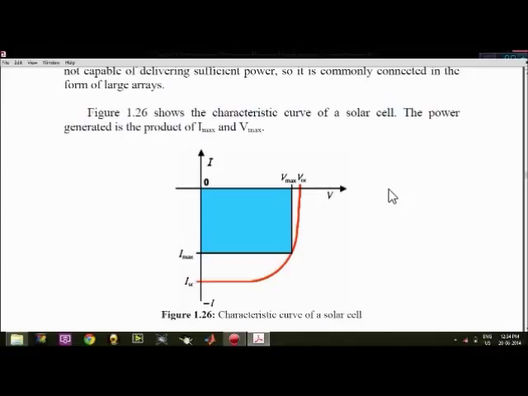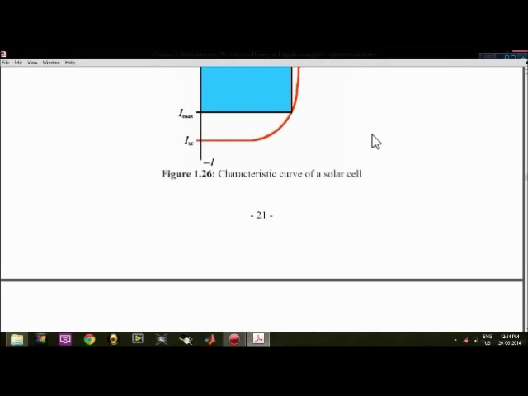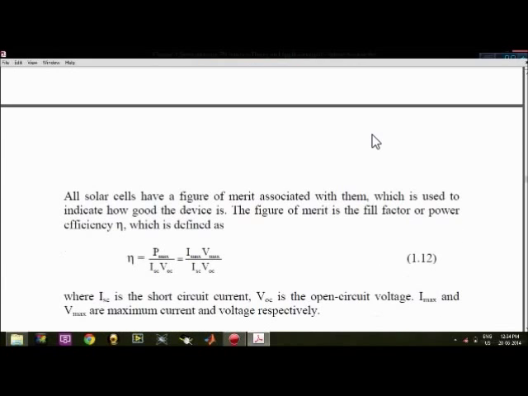This is the VI characteristics of a solar cell. It works in the fourth quadrant. So these are very small things to remember regarding the application of diodes.